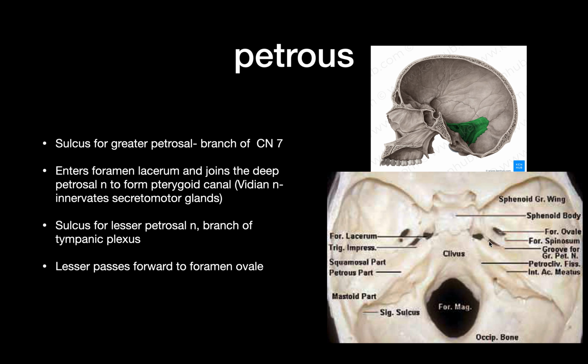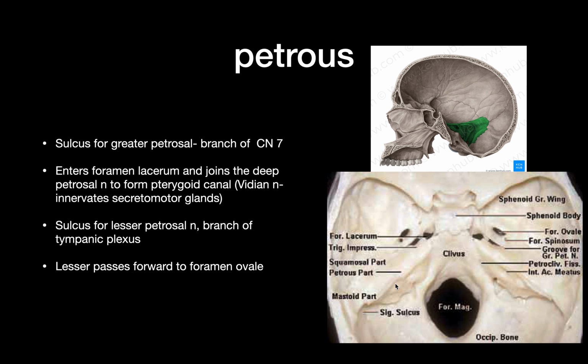So here's the groove for the petrosal nerve, the foramen ovale, foramen spinosum. So it is almost like a triangle right here. So this would be the foramen lacerum, and then superior would be the ovale, then the spinosum, and then this would be the groove. So this is the sphenoid body.